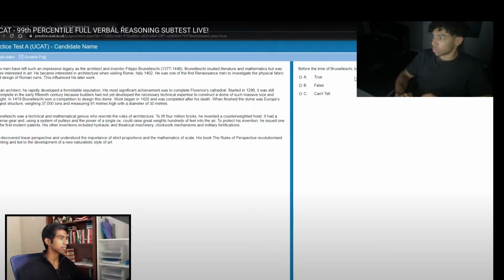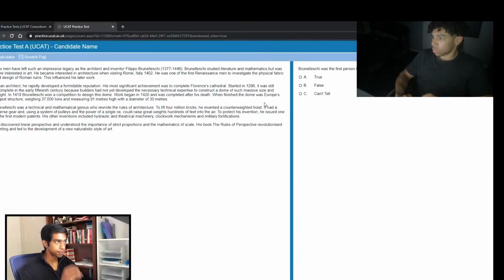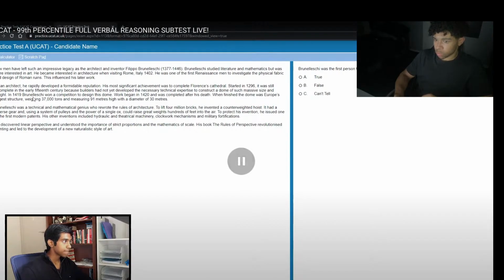Construct a dome of such massive size, so it would be can't tell. Bruce Shelley was the first person to protect his inventions with a patent. I'm going to search for patent. Not here. I scanned these two paragraphs. Actually. Can't tell.